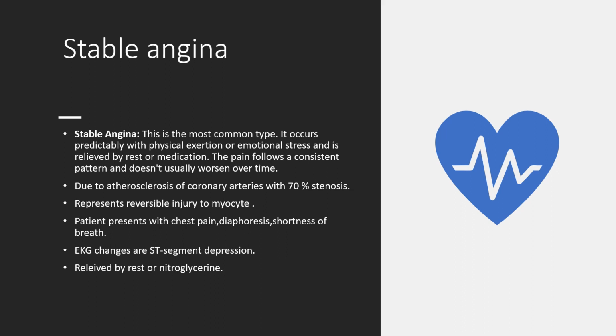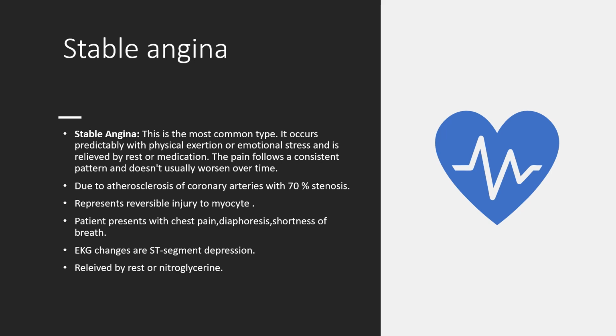Now the patient presents with chest pain, diaphoresis meaning sweating, and shortness of breath. You may ask why shortness of breath. Because the blood is not getting to the heart, the contractility of the heart decreases. So the blood going to the lungs decreases, and therefore it causes shortness of breath and pulmonary congestion.